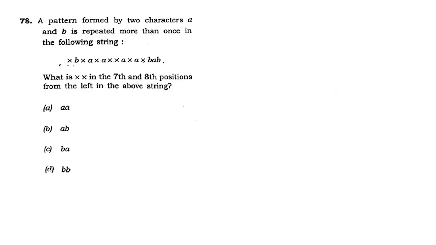Let's move to the last question, which is logical reasoning. A pattern formed by two characters A and B is repeated more than once in the following string, and the string is given. What is XX in the 7th and 8th position? Very easy question to end with. This is really an easy question.